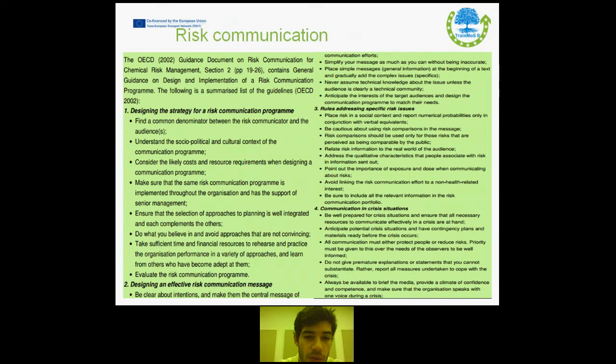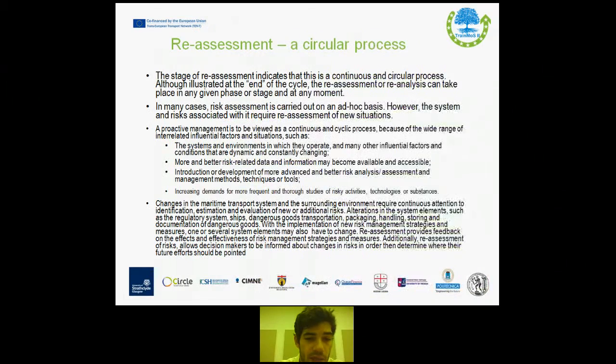Further on, moving to the reassessment phase, which is a circular process. The stage of reassessment indicates that this is a continuous and circular process. Although illustrated at the end of the cycle, the reassessment or the reanalysis can take place in any given phase or stage and at any moment. In many cases, risk assessment is carried out on an ad hoc basis. However, the system and risk associated with it require reassessment of new situations.